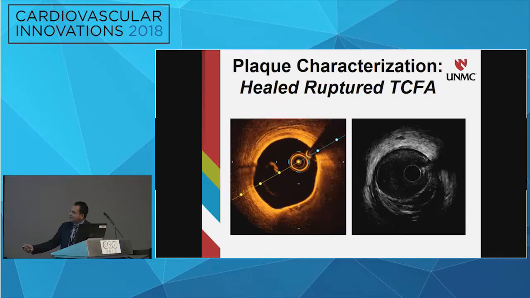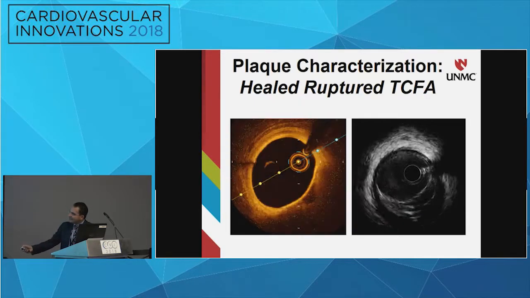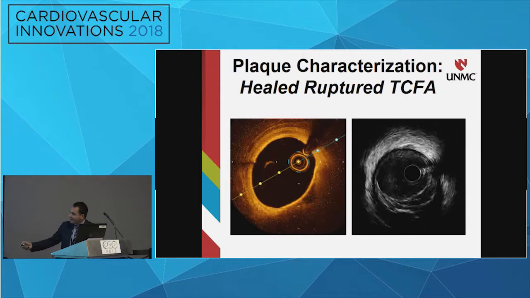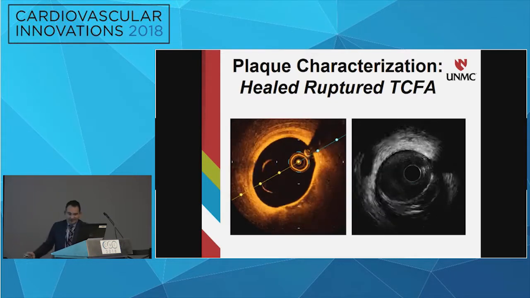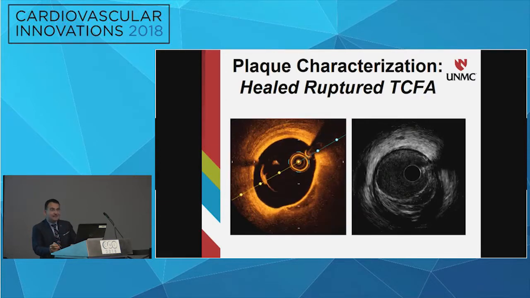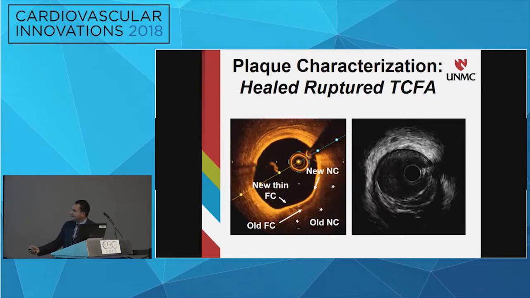We have a cavity, we have a layered structure, we have a thin fibroscar, we have an echolucent area, which is a necrotic core, and then we have another bright area, high signal, and then again low signal. So we have a layered appearance. This is, as Emmanouil indicated, a healed, ruptured thin cap fibroatheroma, and here is the annotation.